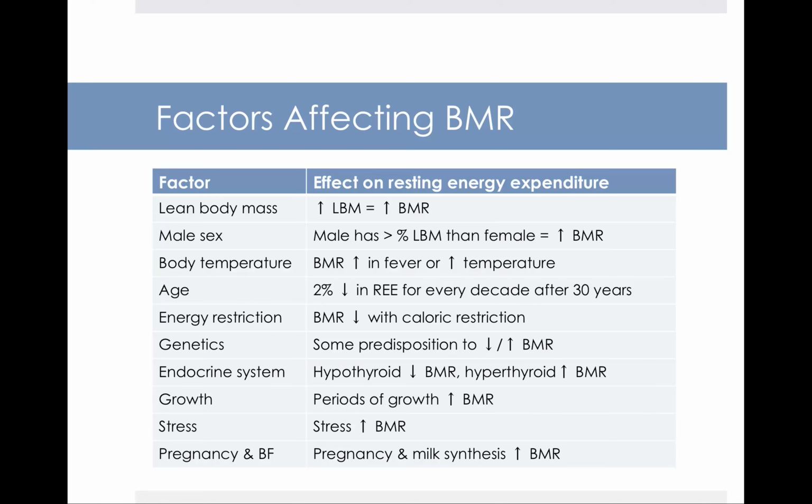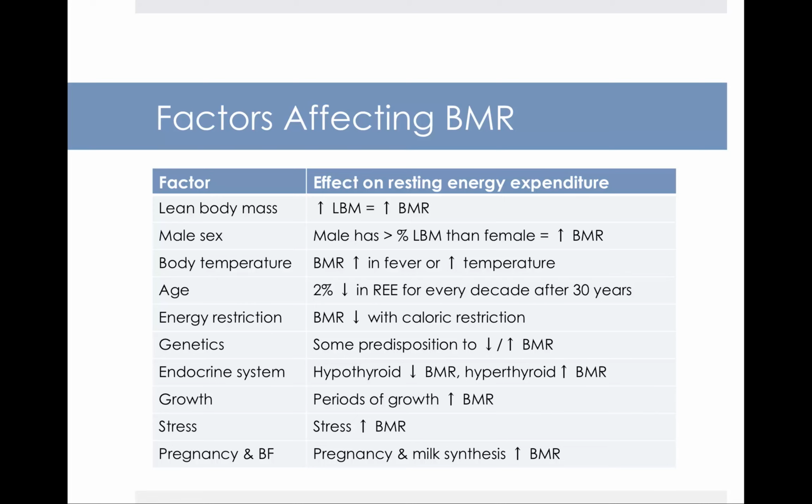It needs to conserve energy. Genetics: some people are just predisposed to having high or low basal metabolic rates. Your endocrine system plays a role. Your thyroid controls your metabolism. Hypothyroidism is low thyroid. It leads to a reduction or a sluggishness of your basal metabolic rate, whereas hyperthyroid is when everything is revved up and your basal metabolic rate increases.